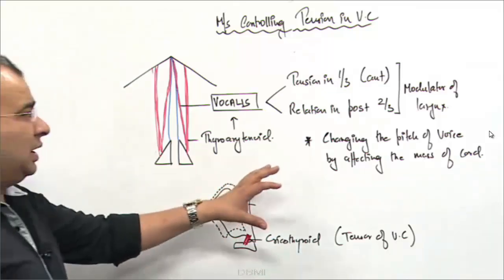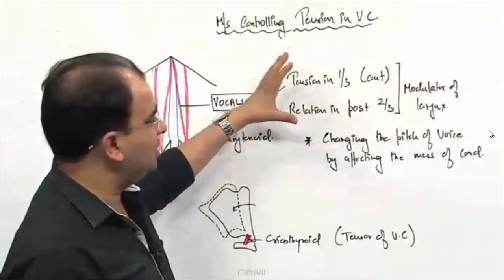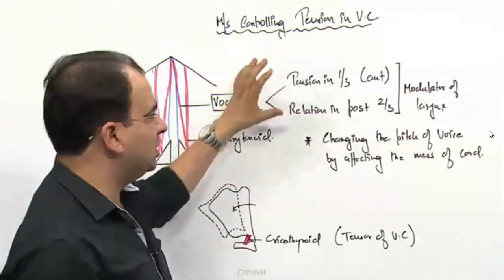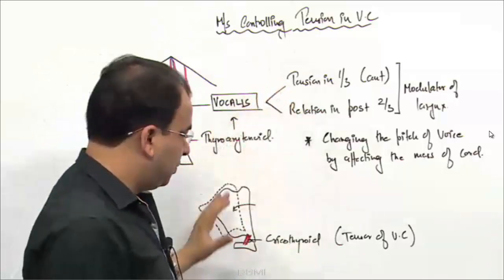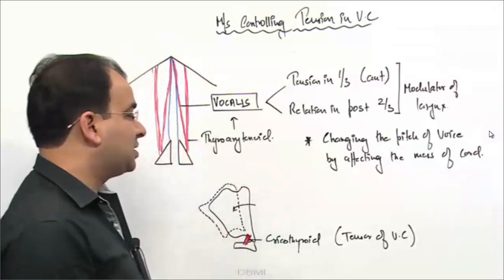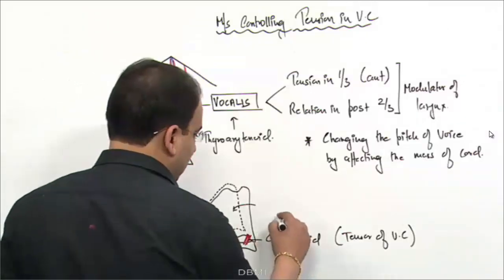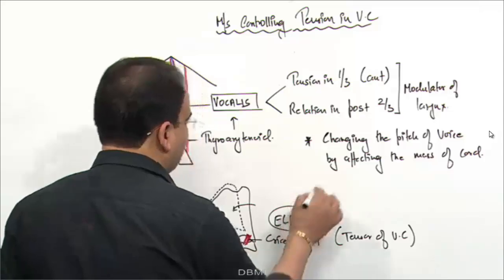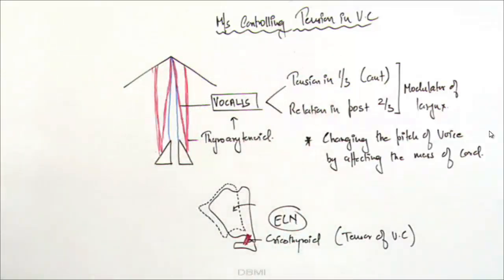So as the modulator of the larynx, or for the segmental tension of the larynx, we have vocalis, tension in anterior 1/3 and relaxation of posterior 2/3. Pure tensioning of the vocal cord is by cricothyroid, which is supplied by the external laryngeal nerve. Remember, the nerve here is the external laryngeal nerve, and for the rest of them the nerve is the recurrent laryngeal nerve.